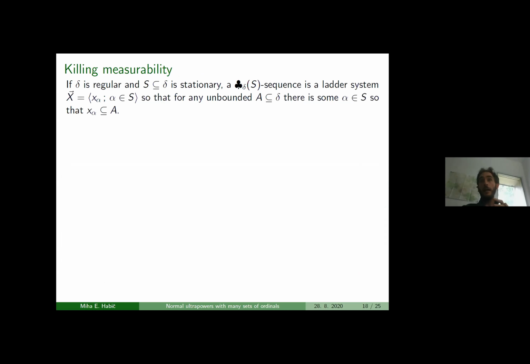All right. And for that, I need an additional ingredient to the setup. Not just any ladder system is going to be good enough. I'm going to need a slightly souped-up ladder system. You can think of it as a diamond sequence, but what I really need is something called a club delta sequence. So delta is regular and S is a stationary subset of delta, then this club delta of S sequence is a ladder system like what we had, a sequence of these X alphas, that has a particular guessing property. For any unbounded A subset of delta, there is some alpha in S, so there is some ladder in this ladder system that gets inside the set I'm trying to guess. So this is kind of like diamond, except that I'm not requiring exact matching. I'm only requiring that my guess gets inside the set.